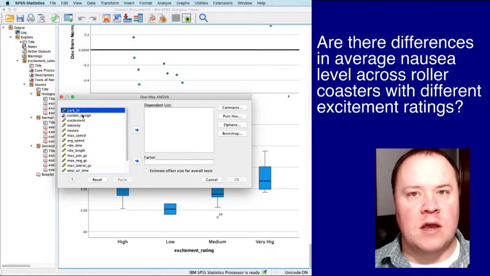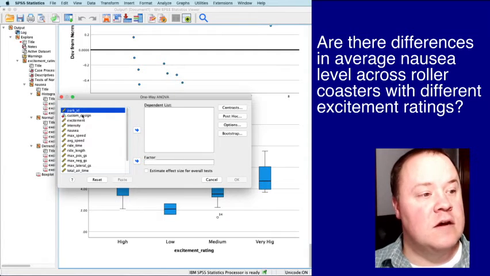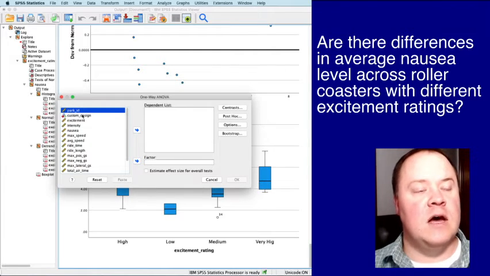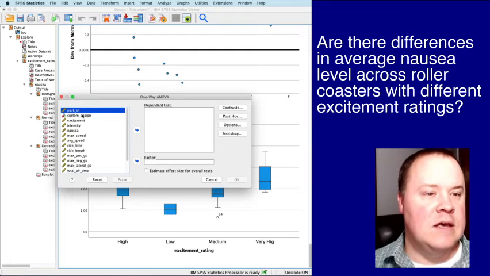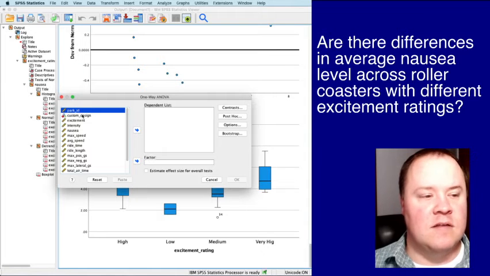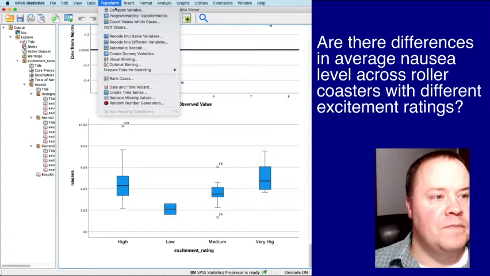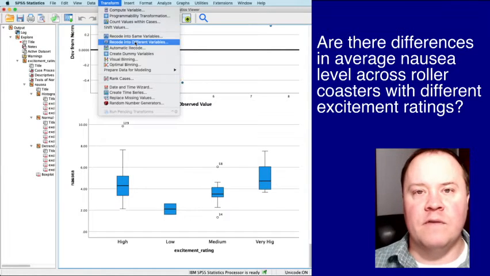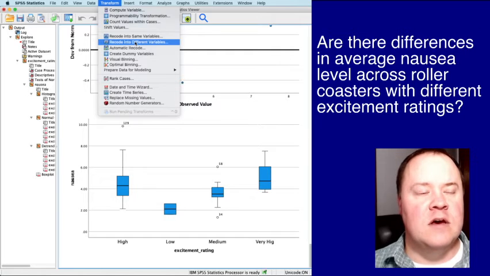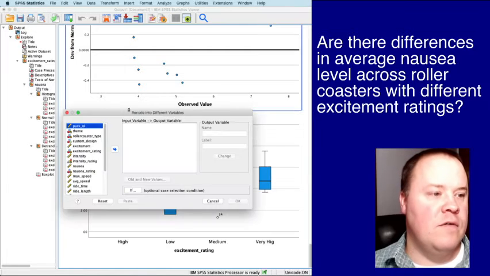But the excitement rating variable has text in it rather than number values that indicate groups. And unfortunately, there is no way to make SPSS recognize that without actually transforming the variable. So we have to go to transform, and we'll choose recode into different variables. I suggest always doing this because you don't want to run the risk of doing something wrong and then you can't get back the original data, or you can't check it to make sure that you coded things correctly. So this actually is a pretty straightforward thing to do.